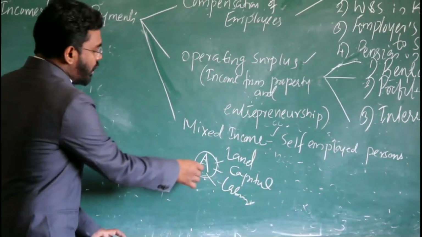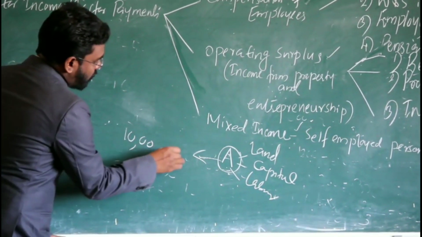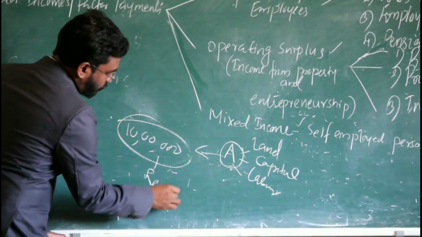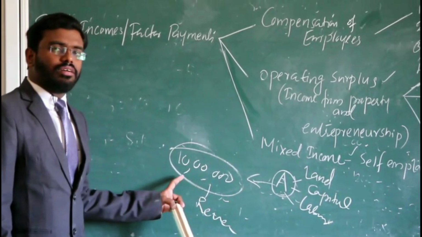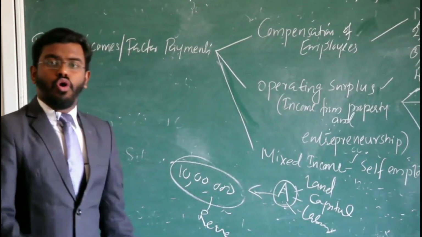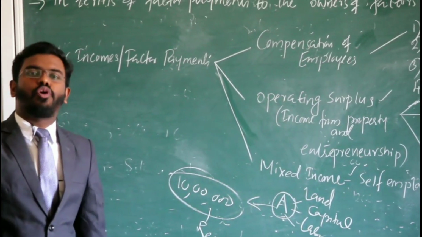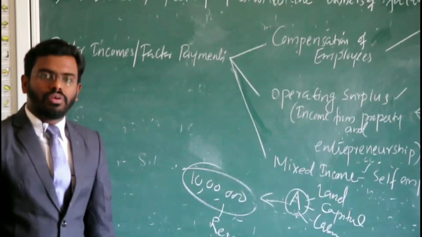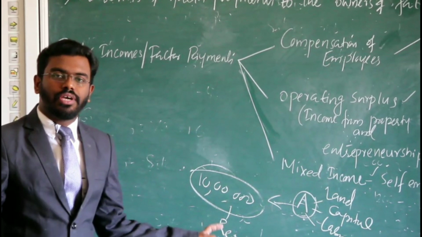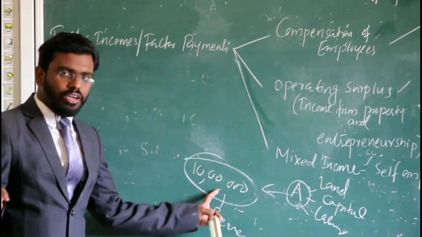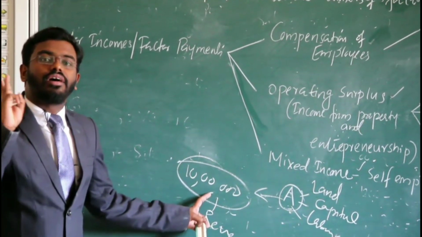At the end of each year, he is getting rupees 10 lakh as the revenue or return. So what is the name of this 10 lakh? Whether it is compensation of employee, or rent, or interest, or profit, what can we call it? We cannot call it rent, interest, wage, or profit, because this 10 lakh included wage, interest, profit, and rent.